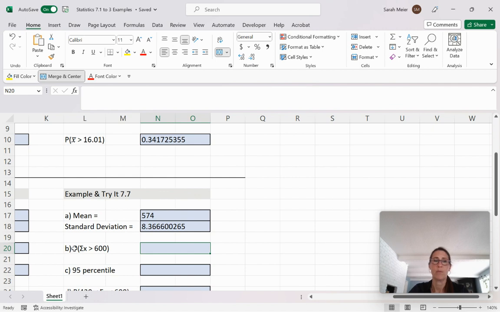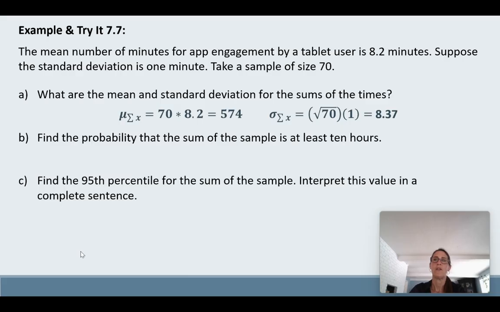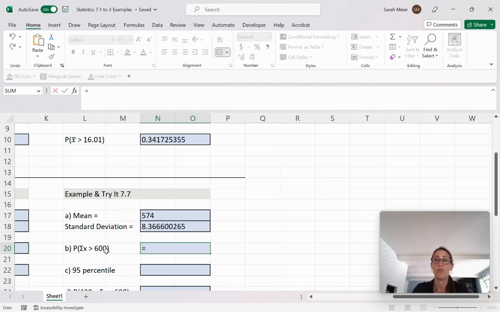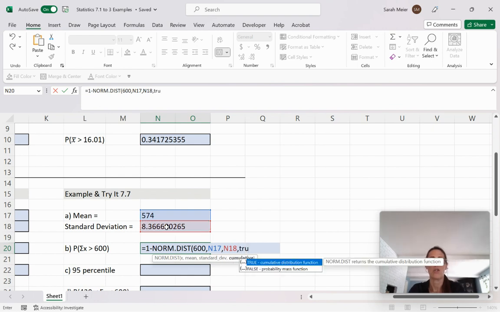Look what I did here. And this was a good thing to point out. If the sum of the sample is at least 10 hours, but everything else in the problem is in minutes, we need to convert 10 hours into minutes. So we want to know the probability that the sum is greater than 600 minutes. If you use the 10 in there, you're going to get the wrong answer. It's a greater than problem, so it's 1 minus the normal distribution of 600 minutes. Our mean is 574, our standard deviation 8.37, and our word true.